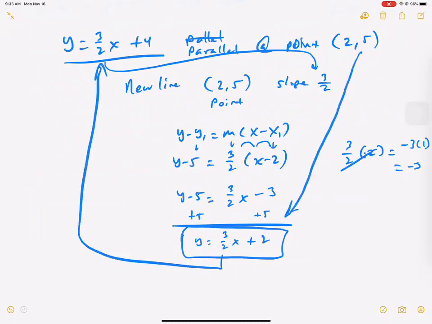And that's our culminating task. You do the same idea for perpendicular, but for perpendicular, we would change the slope from 3 over 2 to the perpendicular slope, negative 2 over 3. Okay. And that is test number 3.